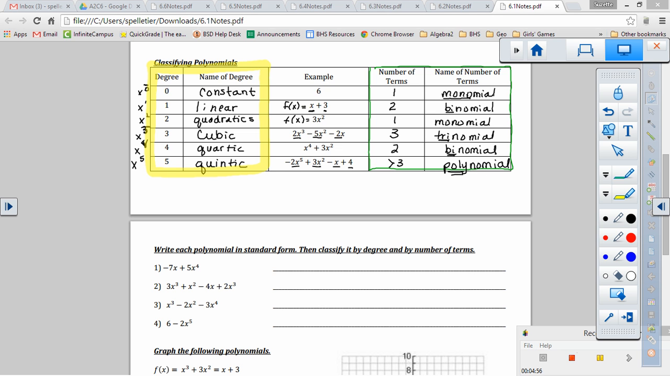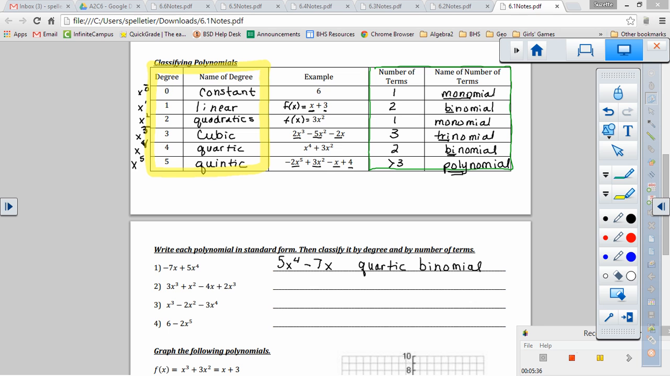So we're going to practice using this in the first 4 examples on the top of the next page, where it says to write each polynomial in standard form. That means put it in descending order, then classify it by degree and by the number of terms. So I'm going to put number 1 in order by degree. So x to the 4th is before x to the 1st. So 5x to the 4th, that's a positive 5, and then it's a negative 7x. And then I'm going to classify it by its degree. It's a 4th degree, so it's a quartic. And then there are 2 terms, so it's a quartic binomial.